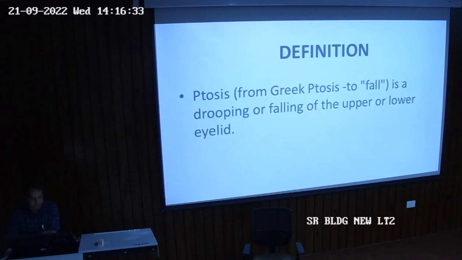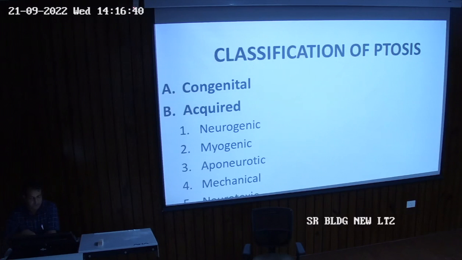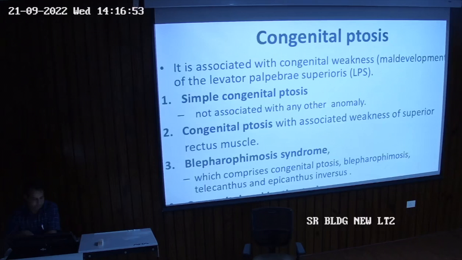Ptosis means drooping or falling of the upper or lower eyelid. Classification: congenital or acquired. In acquired, it may be neurogenic, myogenic, aponeurotic, mechanical and neurotoxic. Congenital ptosis is associated with congenital weakness or maldevelopment of the LPS muscle. It may again be of 3 or 4 types.